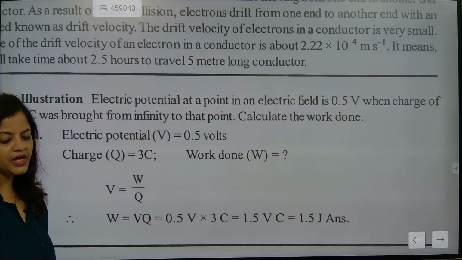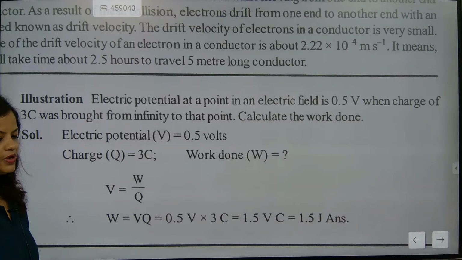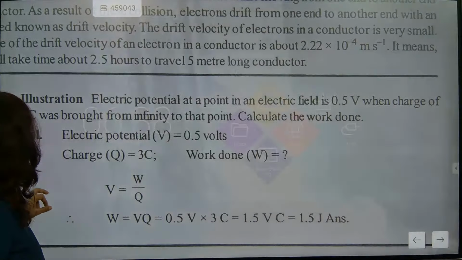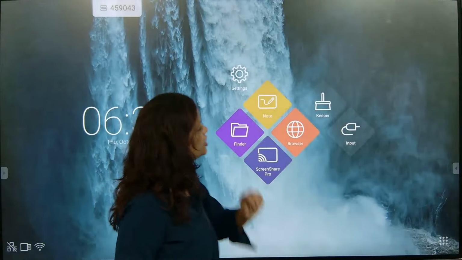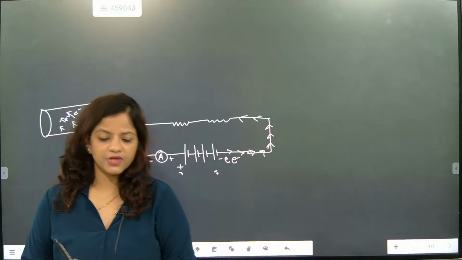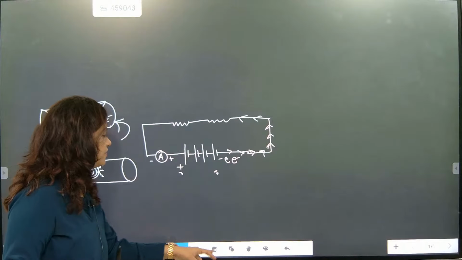Now, one concept I need to explain in a very elaborate way. I want everybody to understand this. Come on, check this one out. I want everybody to understand how drift velocity works and how it is very, very important.